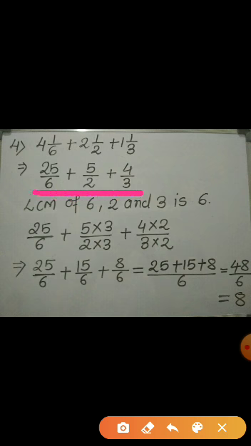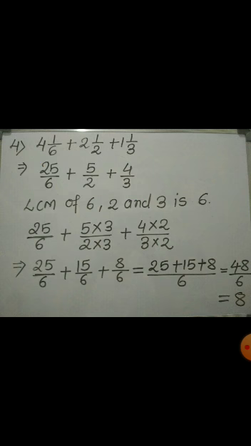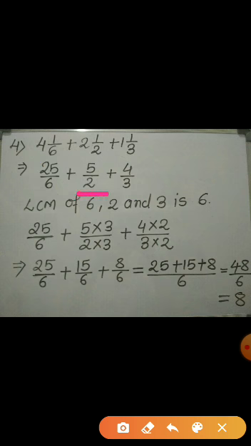Now what will be the LCM of the denominators? Yes, the LCM is 6. Since the LCM is 6, we have to make the denominator of every fraction 6. But the denominator of the first fraction is already 6, so write it as it is. Now see the second fraction. The denominator is 2, and to make the denominator 6, what do we have to do? Yes, we have to multiply it by 3. So here in the second fraction, I have multiplied the numerator and the denominator by the number 3.